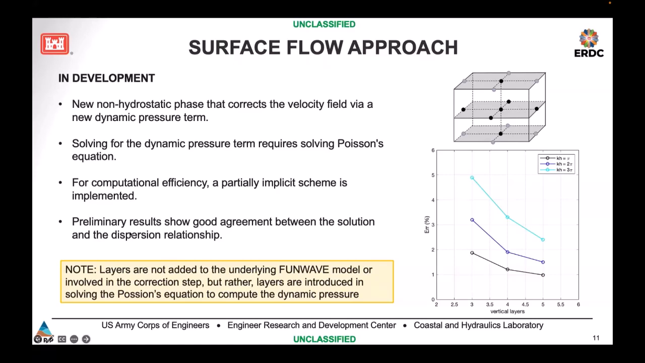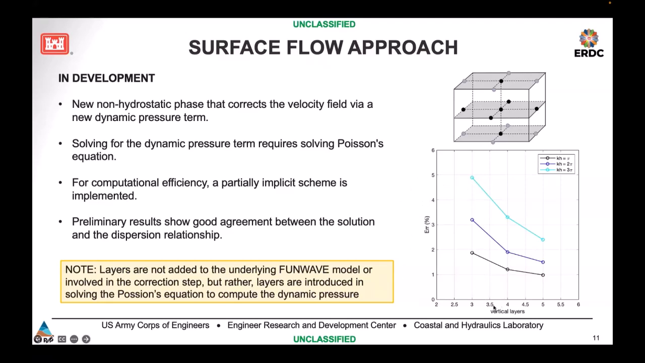Some preliminary results we have show pretty good agreement between numerical solutions and analytical solutions with respect to the dispersion relationship. So here in this figure, we have the root mean square error between analytical results and numerical results for a wave where kh was 3 pi, 2 pi, and pi. The main idea is we can see most of these relative errors are bounded below 5%.